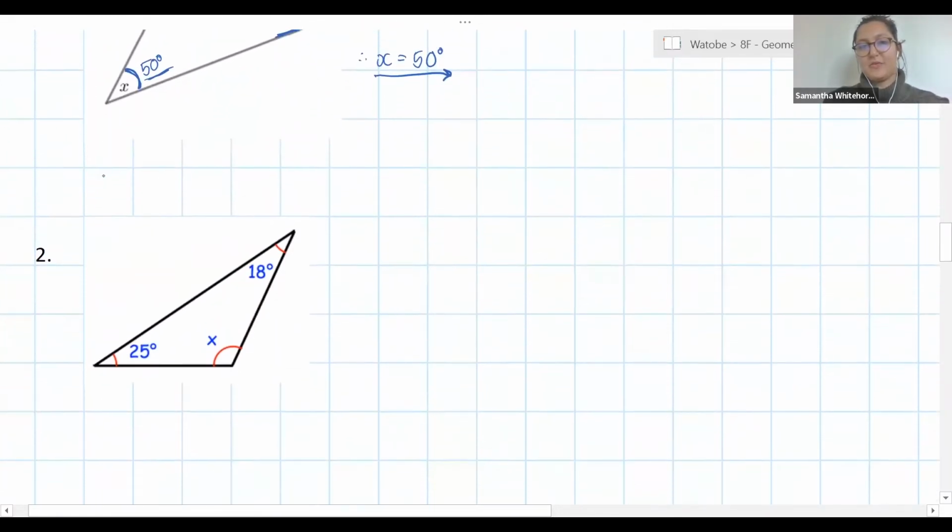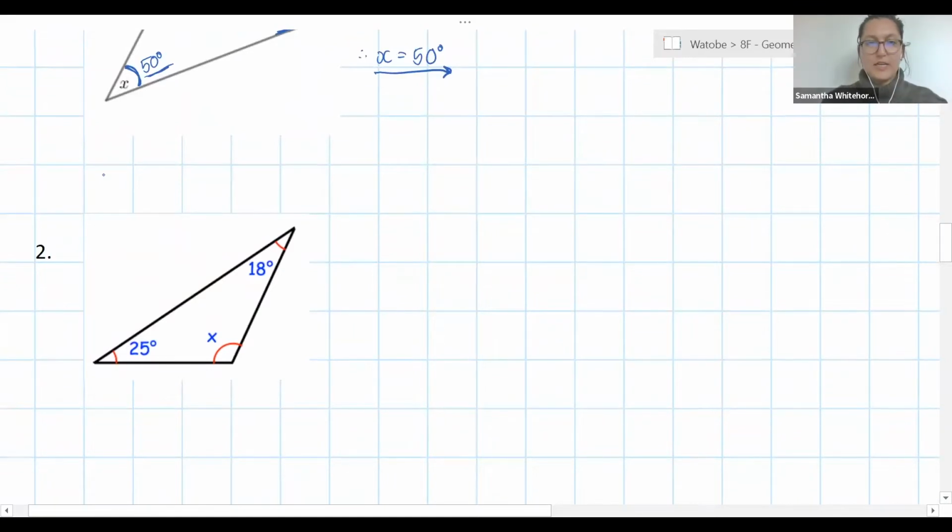Here's one I'd like you to give a go by yourselves. You've got two angles that you know, 25 and 18, and I'm asking you to find x. Have a try by yourselves. If you're feeling confident and brave, you can put your hand up and try to answer it. We're going to give everyone a chance to get an answer, and then we'll look at what you've gotten. You can also pop it in the chat. You don't have to raise your hand if you're not feeling 100% confident. Remember your reasons as well as you go through it.